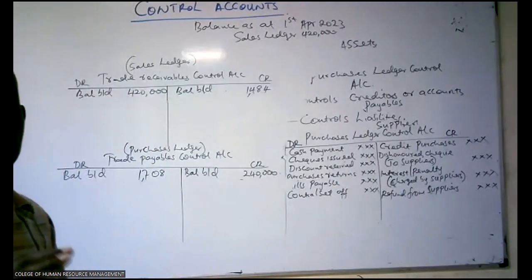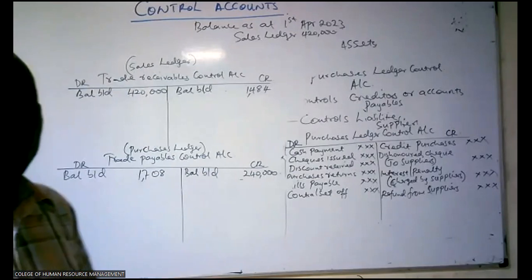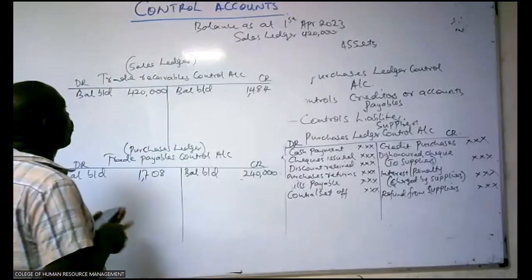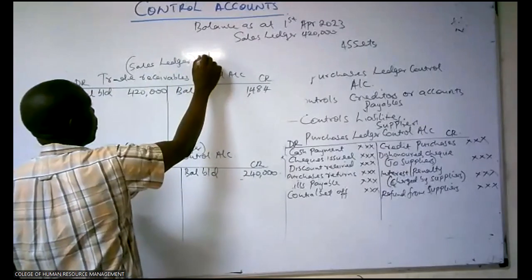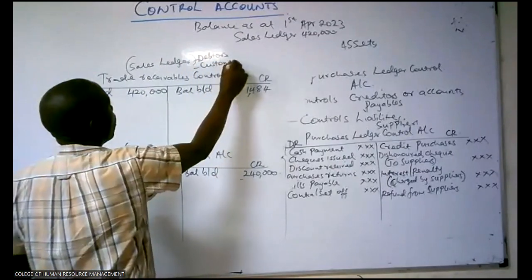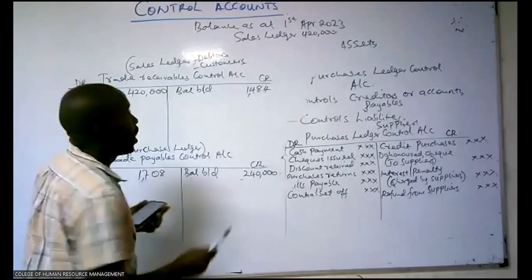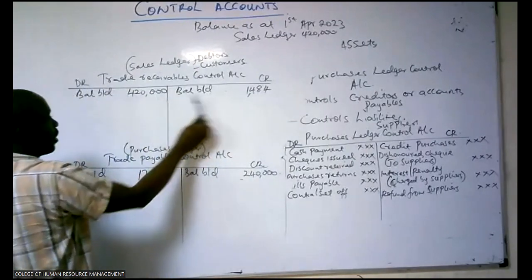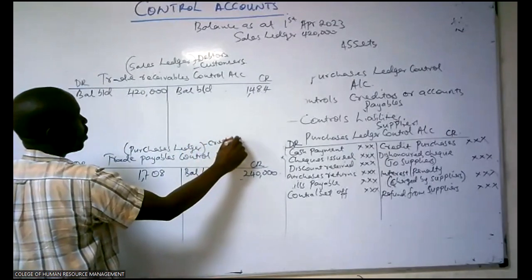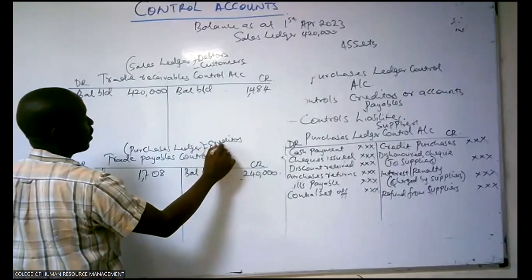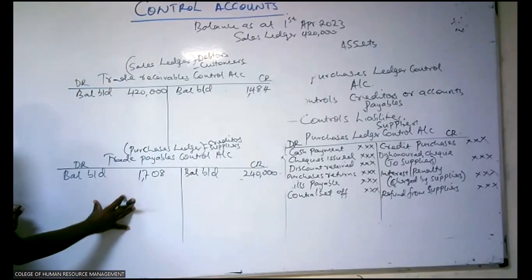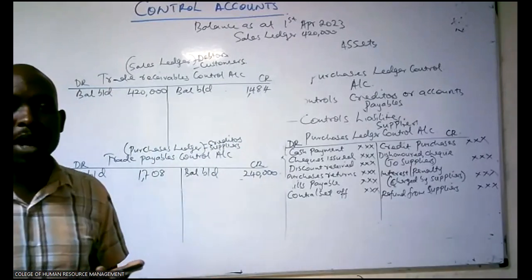Dishonored check. So the key thing there now is to sort out which one comes here and which one comes here. This one normally talks about debtors or customers. When it is an increase, put it here. When it is a decrease, here. This one will talk about the creditors or suppliers. When it is an increase, you put here. When it is a decrease, you put here. That is how you sort them out.